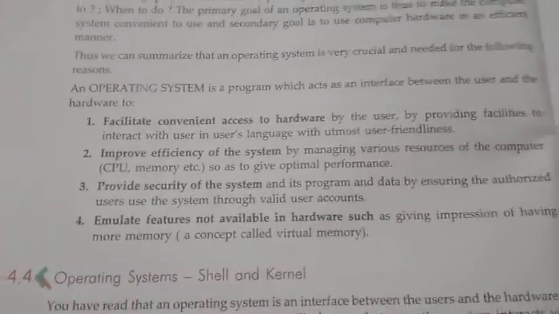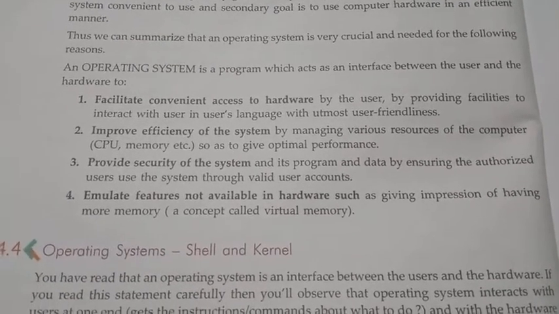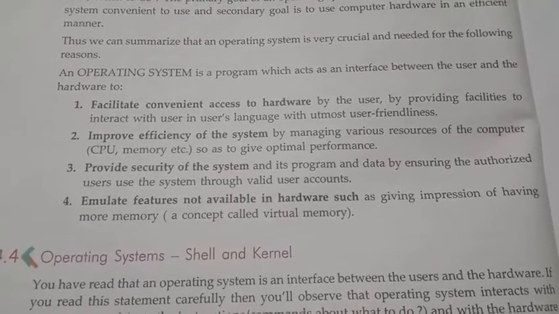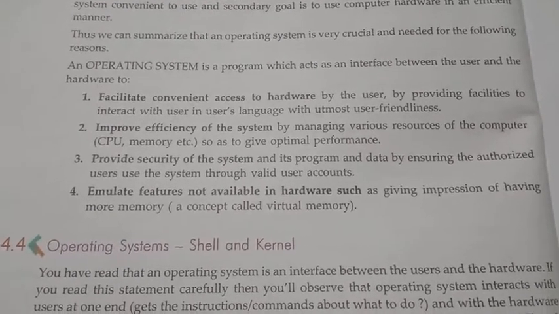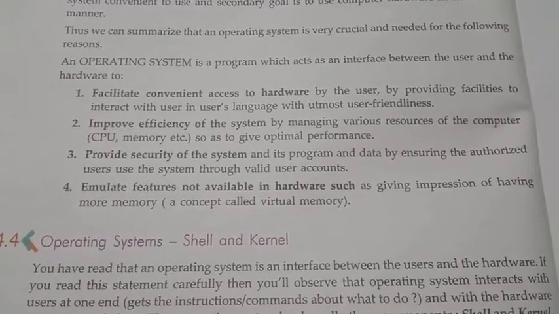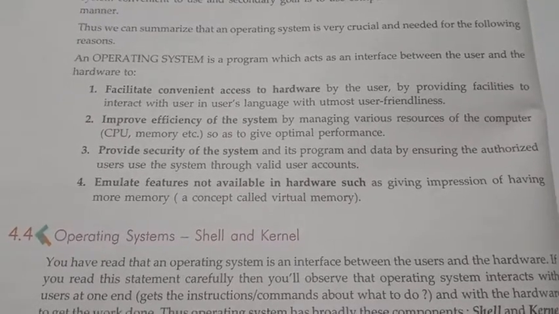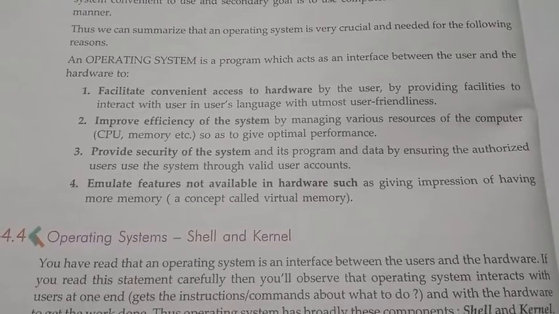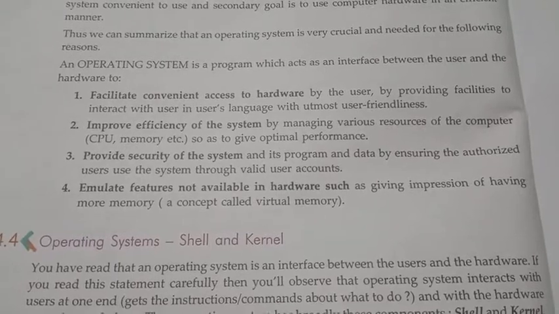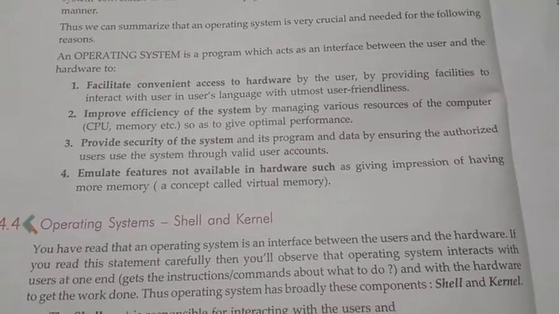It is clearly written that operating system is a program which acts as an interface between the user and the hardware. Mainly it facilitates 4 points. First one, it facilitates the convenient access to the hardware. We already studied it is an interface between hardware and the user. It facilitates the access to the hardware by providing the facility for the user to interact with the hardware. The user uses different types of languages, so the operating system is responsible to communicate with that hardware.